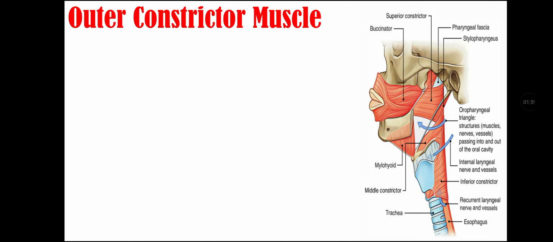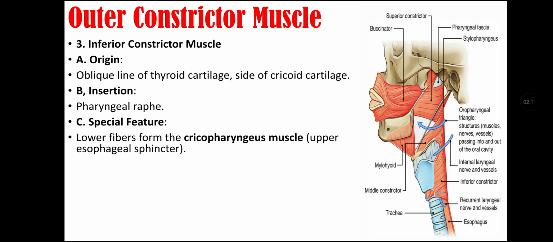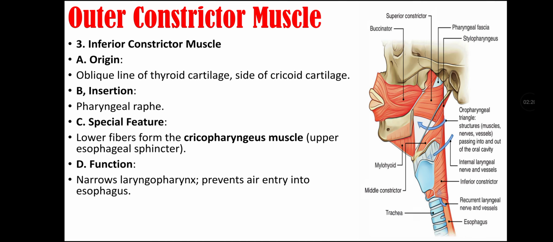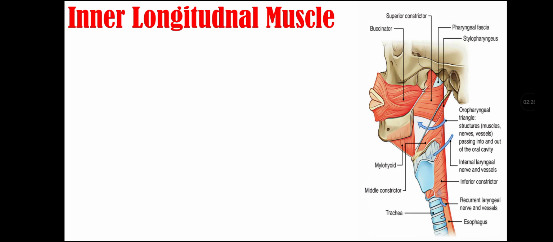Next outer constrictor muscle is inferior constrictor muscle. It originates from the oblique line of thyroid cartilage and side of cricoid cartilage. It is inserted into pharyngeal raphe. Its special features include its lower fibers that form the cricopharyngeal muscle, that is the upper esophageal sphincter. Its function is to narrow laryngopharynx and it prevents air entry into esophagus. Its nerve supply is by pharyngeal plexus of vagus nerve and external and recurrent laryngeal nerves.